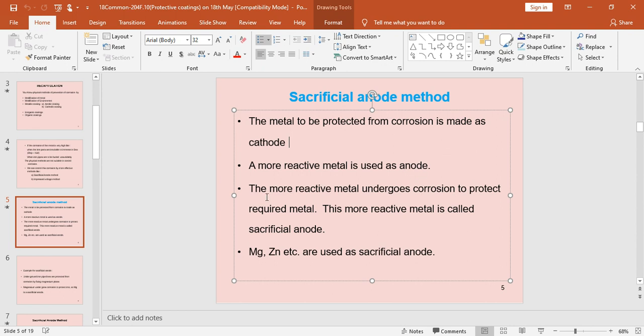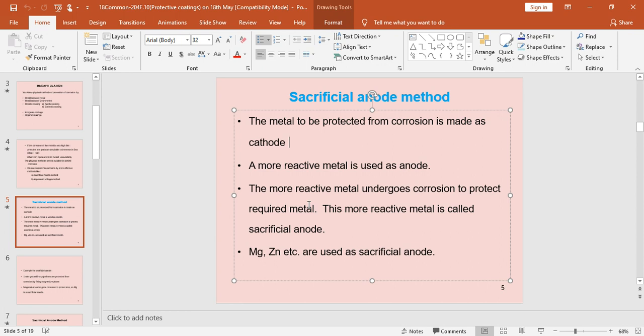What's happening in this method? The more reactive metal undergoes corrosion to protect the base metal or required metal. So this more reactive metal is called the sacrificial anode. The more reactive metal undergoes corrosion by itself to protect the base metal. That's why the metal is called a sacrificial anode, and this method is called the sacrificial anode method.